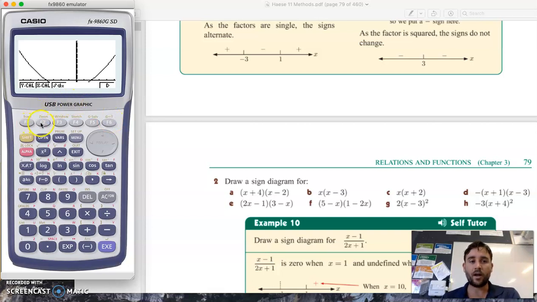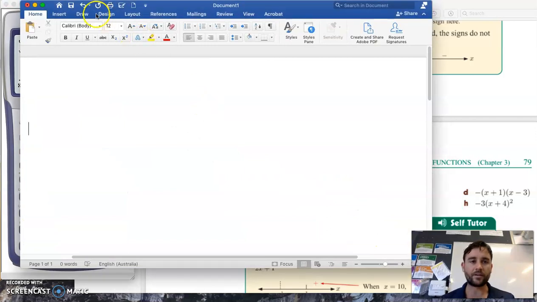So if I go for an x calculation, I find when y is 0, I can see x is minus 4 and 2. And I can clearly see the f of x prior to minus 4 would be positive. Between minus 4 and 2, it would be negative, and from 2 onwards, it would be positive. That would be my sign diagram. So if you want me to draw that out, I can quickly draw that out.